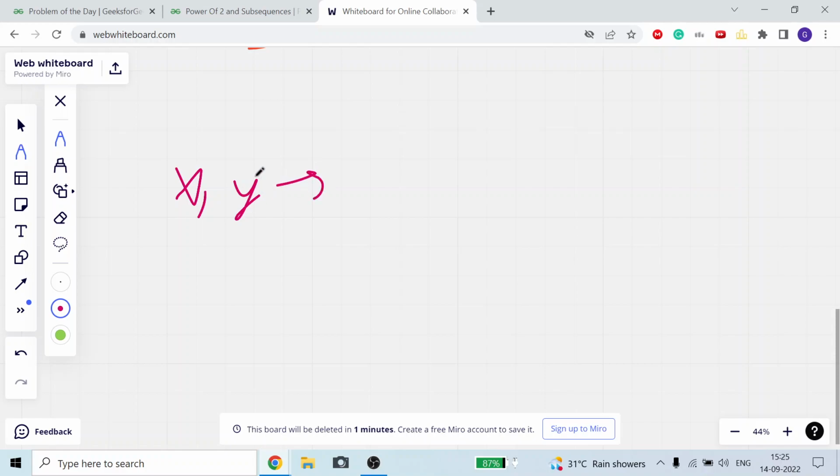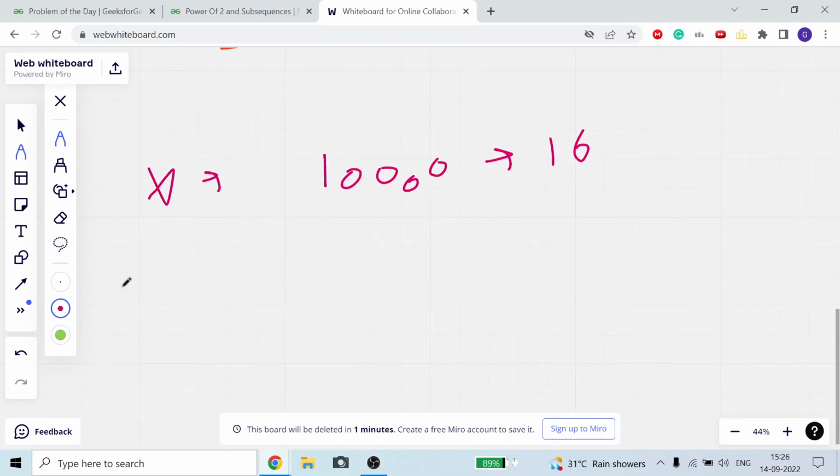Now suppose the binary representation of x should have only a single set bit. Suppose it is like 0 0 1. Just make it as simple as that. Suppose the binary representation of x is 1 0 0 0 0. What is this? 1, 2, 4, 8, 16. This is the binary representation of 16. Suppose x is equal to 16. Okay, 16 can make a subsequence.